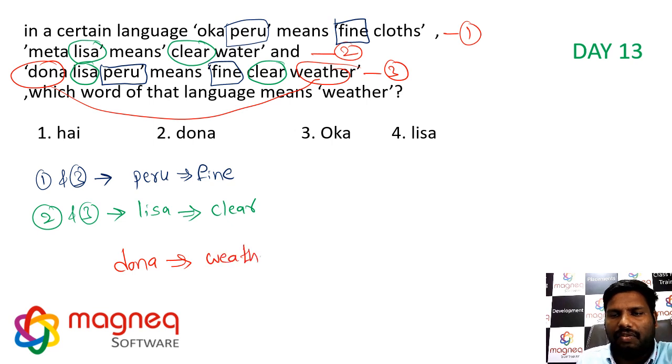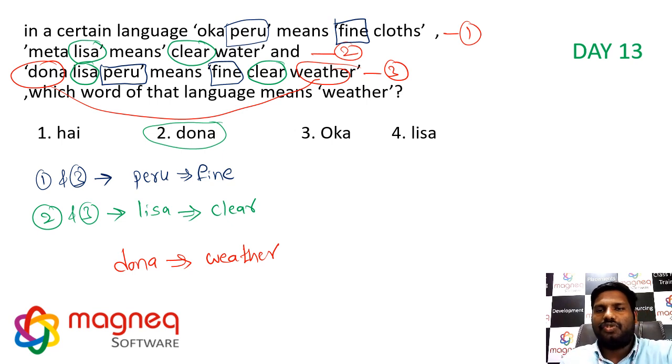Dona means weather. Which word of that language means weather? Dona. Second option. Take the first one as equation 1, the second as equation 2, the third as equation 3. From equations 1 and 3, Peru is common, so Peru means fine. From equations 2 and 3, Lisa means clear. The remaining one, weather, means Dona. So the answer is the second option, Dona.